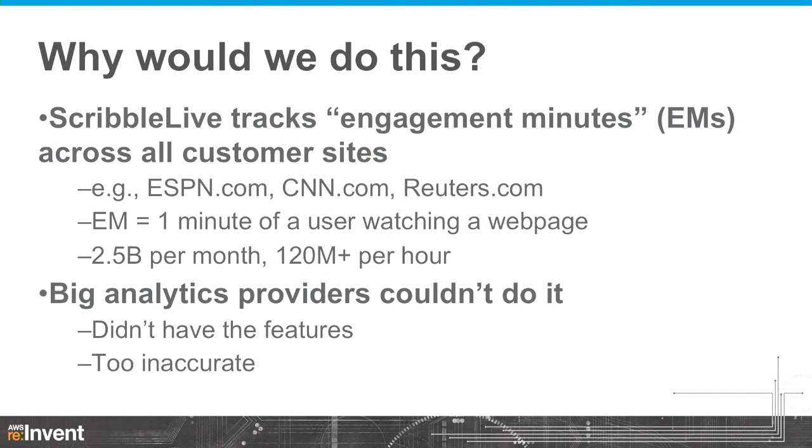So why would we go and build this stuff? ScribbleLive tracks what we call engagement minutes across our customer sites. An engagement minute is one minute of a user watching a web page. So it's how many eyeballs you have on your events. For our customers, understanding how many people are watching their events, and whether what they're doing is successful, is a really key thing to understand. To give you a sense of scale, we do about 2.5 billion of these a month. We've seen 120 million in an hour, so it's very spiky because it's driven by how interesting the news is, whether people are asleep, or whether a story continues over days and days. It's been really important for us to track.